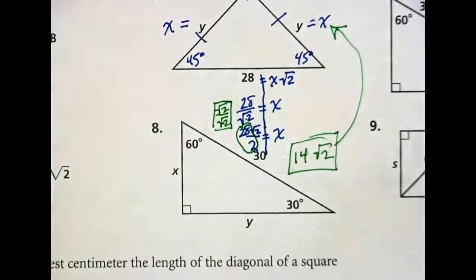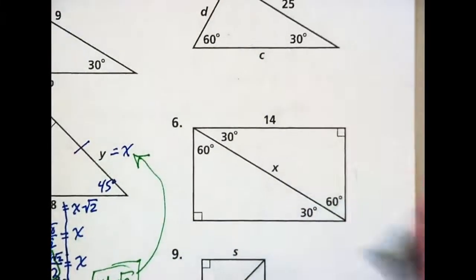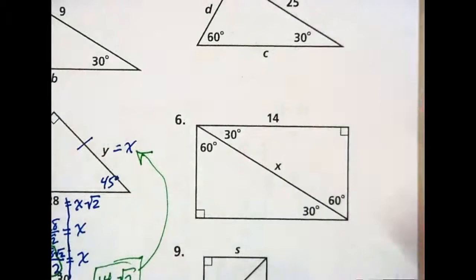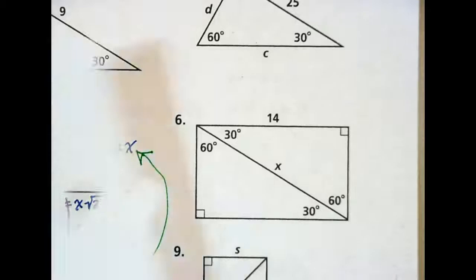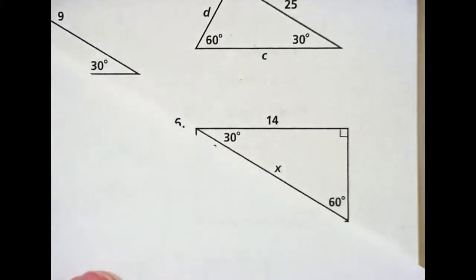I'm kind of confused on number 6. Number 6, same page? Yes. Okay. Number 6 right here. If we split the triangle in half, one side is 30, 60, 90, the other side's 45, 45, 90. Okay, so we've got that.